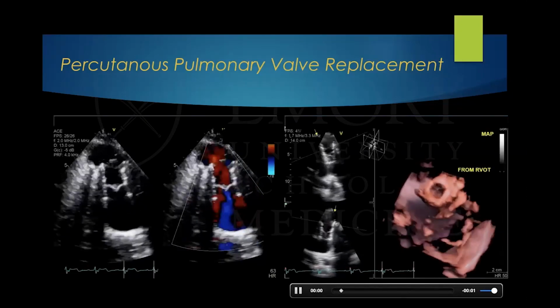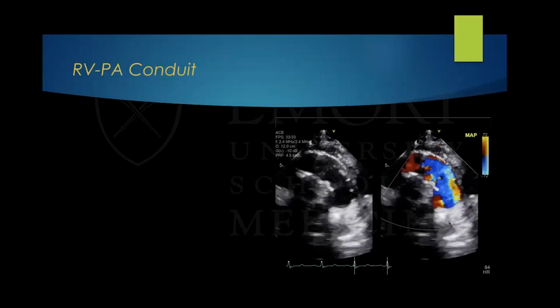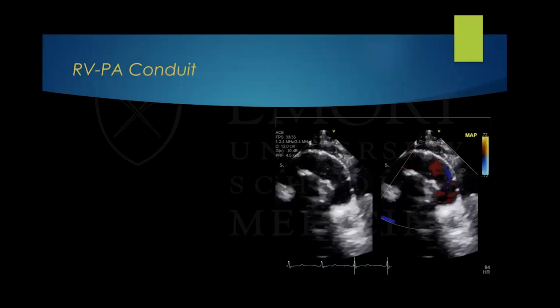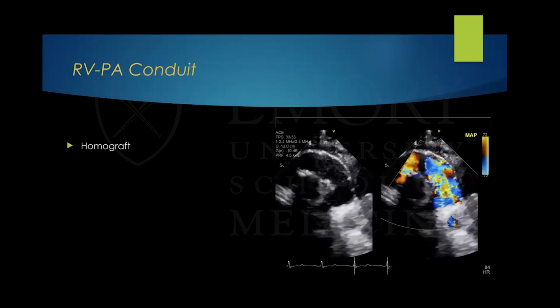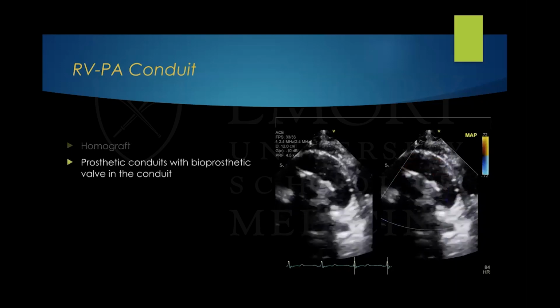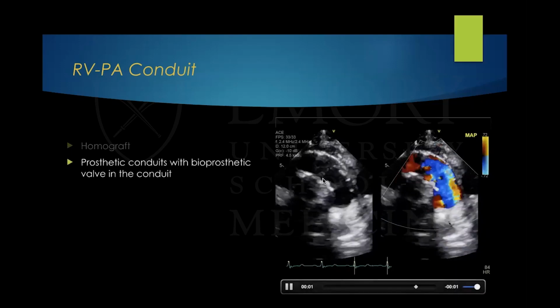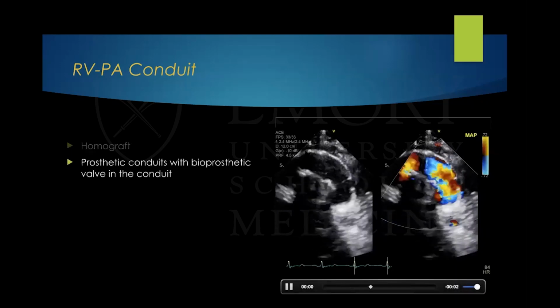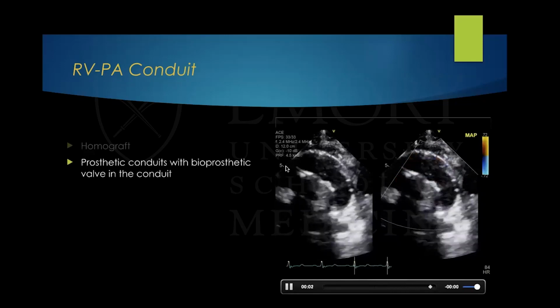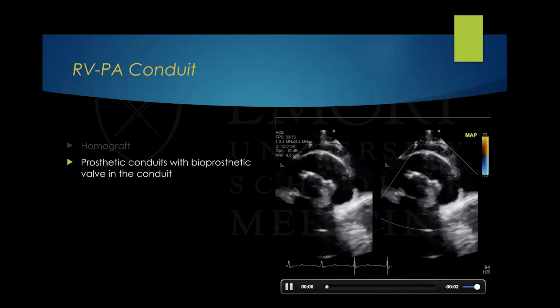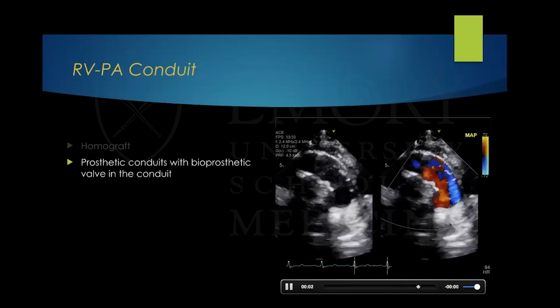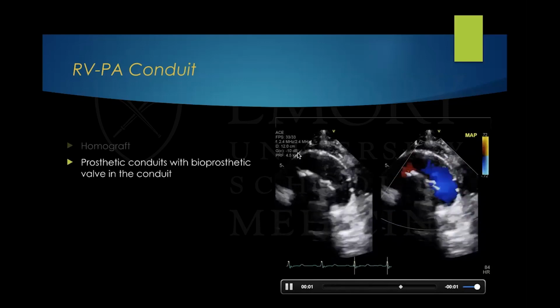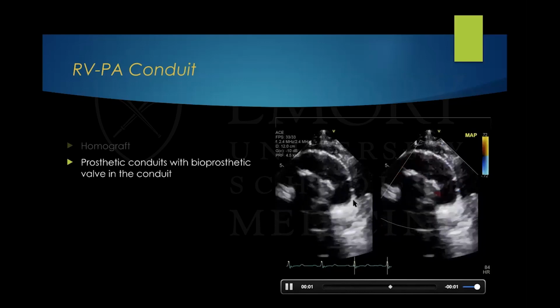The other way of replacing these valves is doing an RV to PA conduit. The reason they use a conduit is that it can be a homograft or prosthetic conduit with prosthetic valves in the conduit, and this is what you see here. This is all the graft material. So they put a graft where the proximal part is near the RV outflow tract, and the distal is within the main PA.